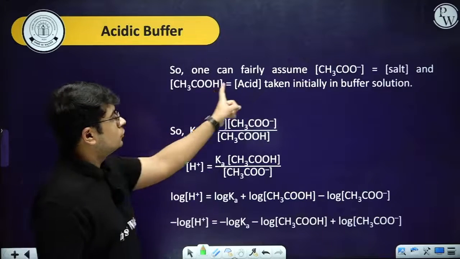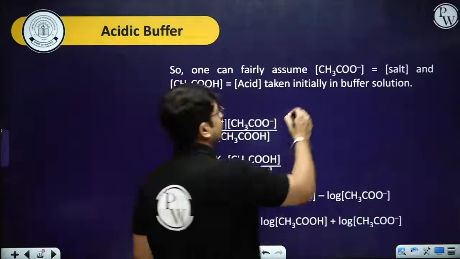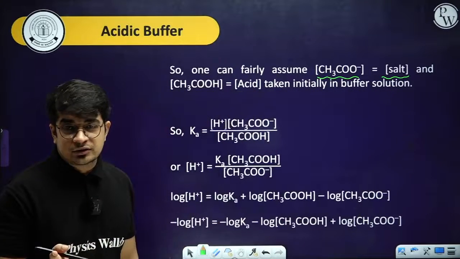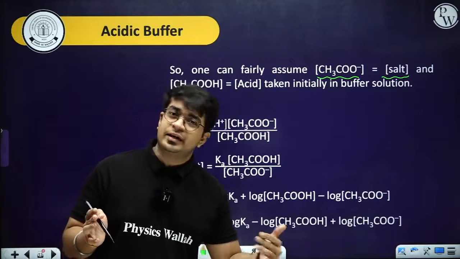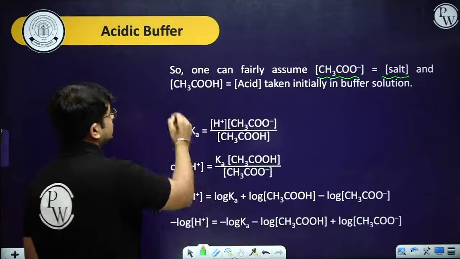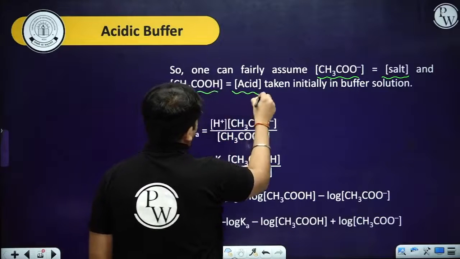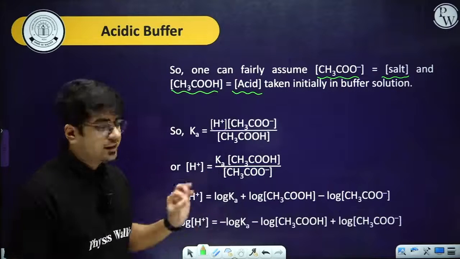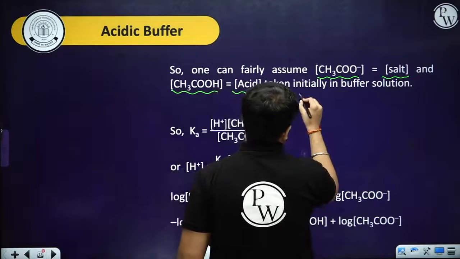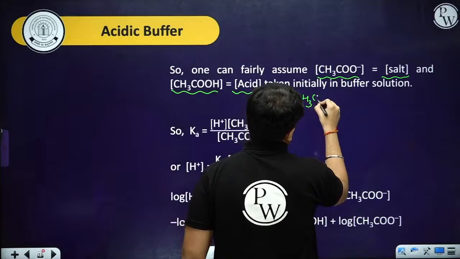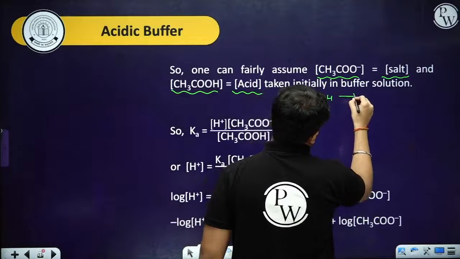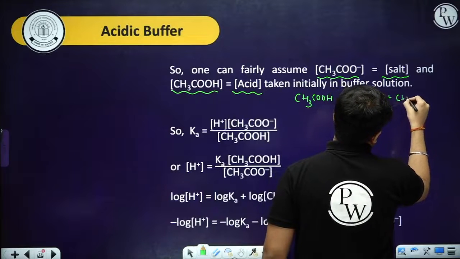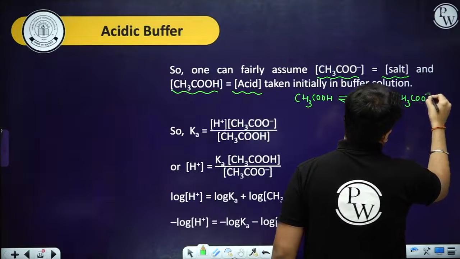So what happens? We can say that CH3COO negative is directly coming from the salt, which is a major component, because CH3COOH is very less ionized. Now the CH3COOH concentration is coming from the acid only. Okay, now these two things are very important. So if I'm writing the same equation, CH3COOH is going to ionize feebly to form H positive plus CH3COO negative.